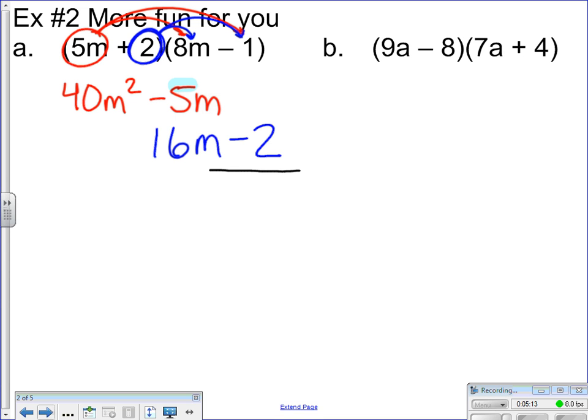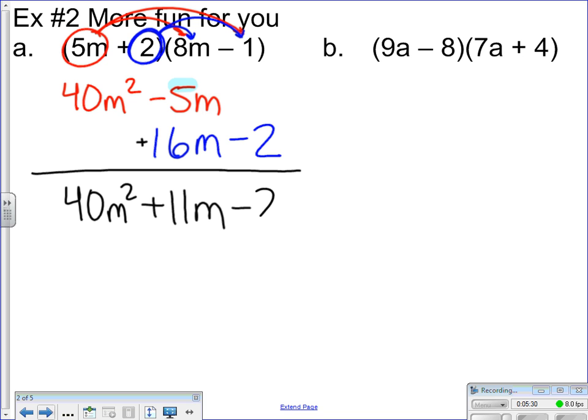Now, if you notice, to get my final answer, my like terms are lined up in the middle. I drop my 40m squared down, negative 5, and a positive 16. So that's 16 minus 5 is 11. And then the minus 2 drops down also. And that's your answer.